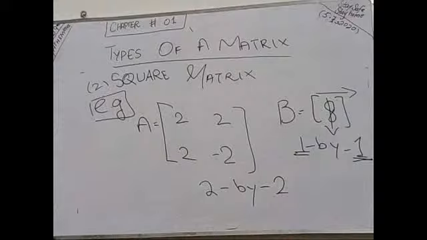It has entry 0, so it is another zero matrix. Another example. It also has all entries equal to 0, so ये भी null या zero matrix है, null or zero matrix. Now null matrix or zero matrix is represented by O, capital O.